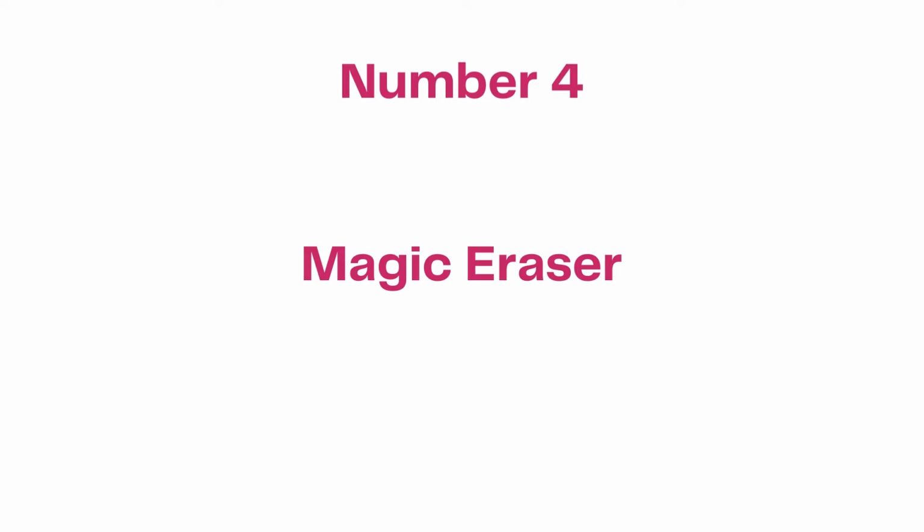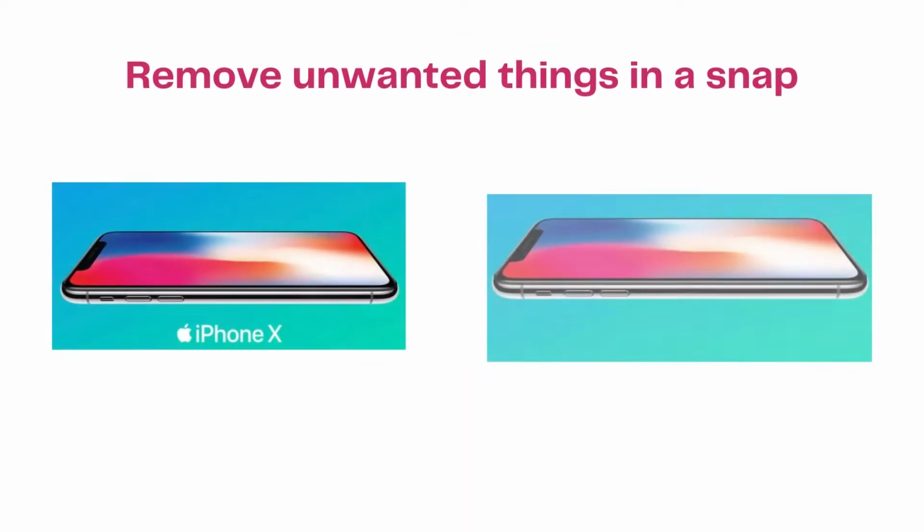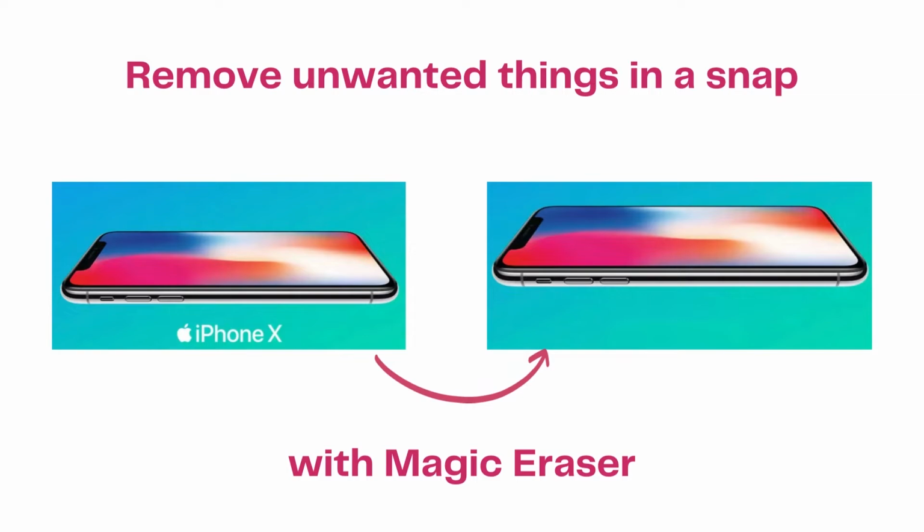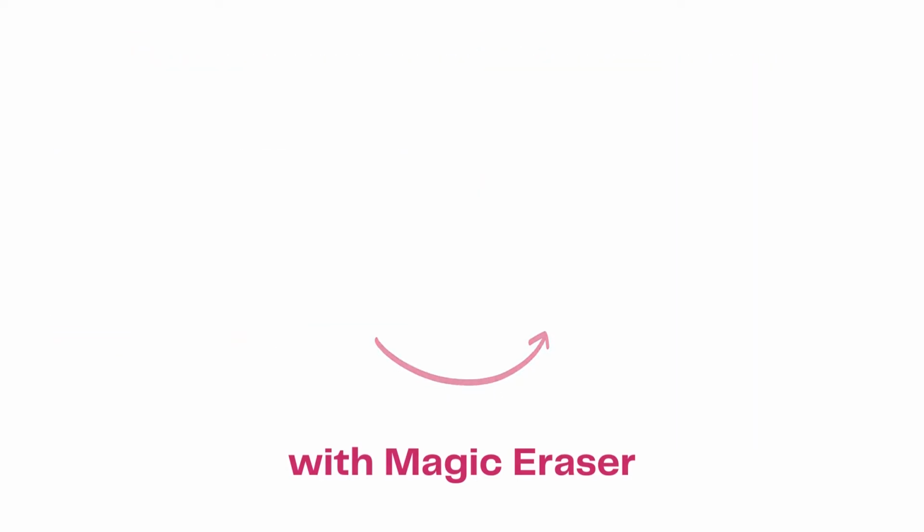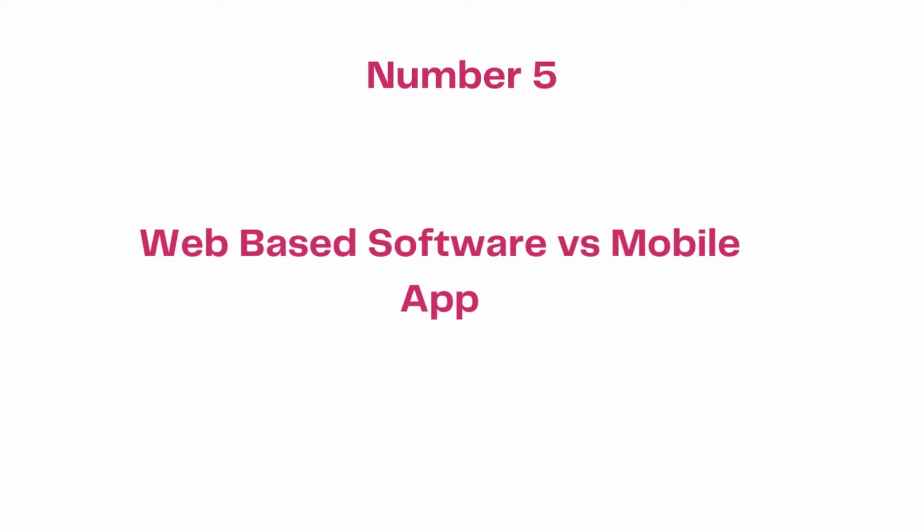Magic Eraser. This feature is only available in ImageTranslate, and it allows you to remove any unwanted objects from the translated images. This was earlier only available in high-end picture editing software, but it has trickled down to web-based software as well.